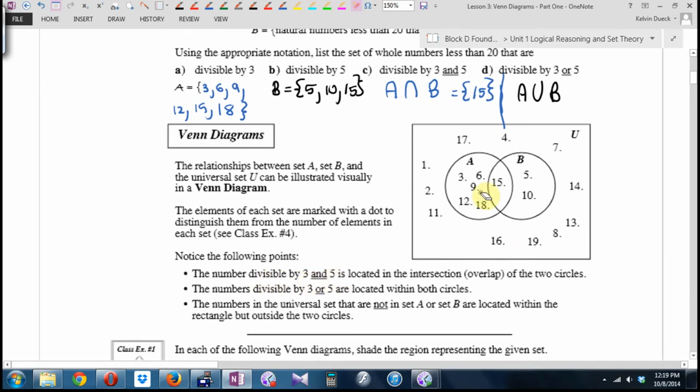Notice the following. Numbers divisible by 3 and 5: 15, there it is, the overlap. Numbers divisible by 3 or 5 are in one circle or the other circle or both. The complement, which is how I could write that, is 1, 2, 11, 17, 4, 7, 14, 13, 8, 19, 16, although I'd probably write them in order if I needed to. So there is a picture of what we did last class.